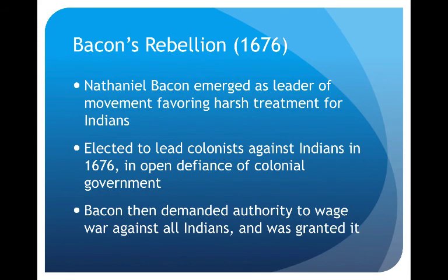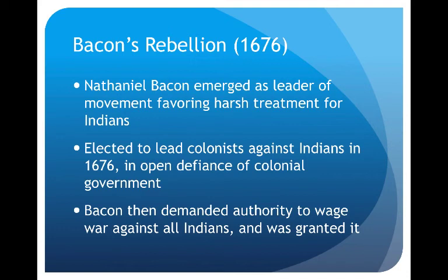All right, so this anger at Native Americans and at the governments, which they perceived as rigged, continued to boil and ultimately blew up with an uprising, a popular uprising we now call Bacon's Rebellion. Nathaniel Bacon was a colonist who emerged as a leader of this movement favoring harsh treatment for Native Americans. He felt the government was too soft on Indians, so let's take matters into our own hands. And so he was elected by the colonists to lead a campaign against Native Americans in 1676.